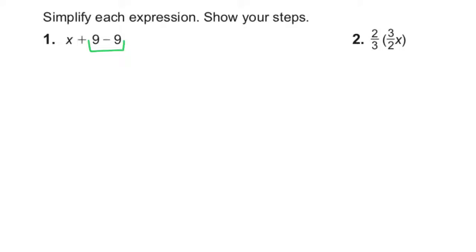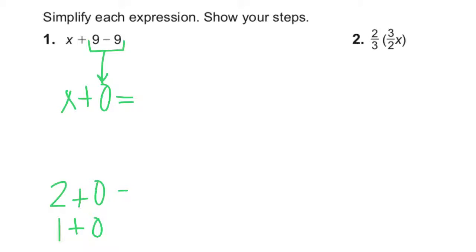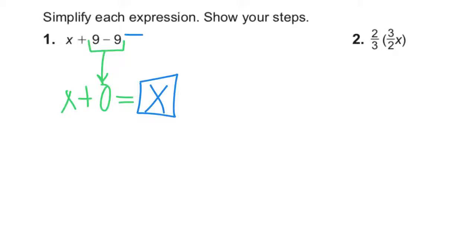Well, if I have 9 minus 9, that's going to get me down to 0, and then I'm left with an x. X plus 0, like we know with anything, 2 plus 0, 1 plus 0, always equals the number itself. So we're going to go ahead and add x to 0, and once we add x to 0, we're going to get an answer of just x. So our simplified expression for x plus 9 minus 9 would just be x.